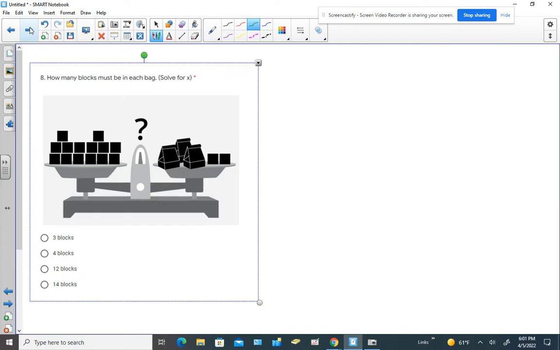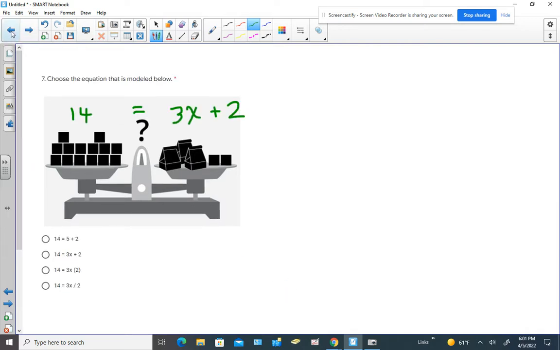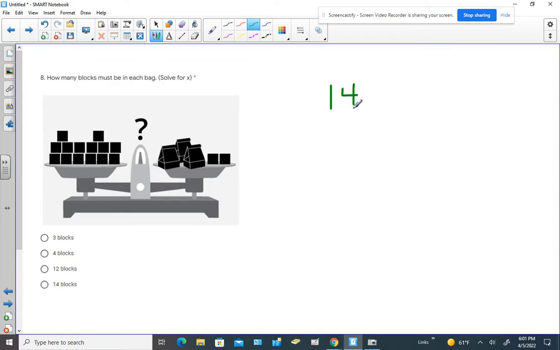For number 8, now they want us to solve. So this is the same exact thing we were just looking at. 14 equals 3x plus 2. Let's write it again. 14 equals 3x plus 2.